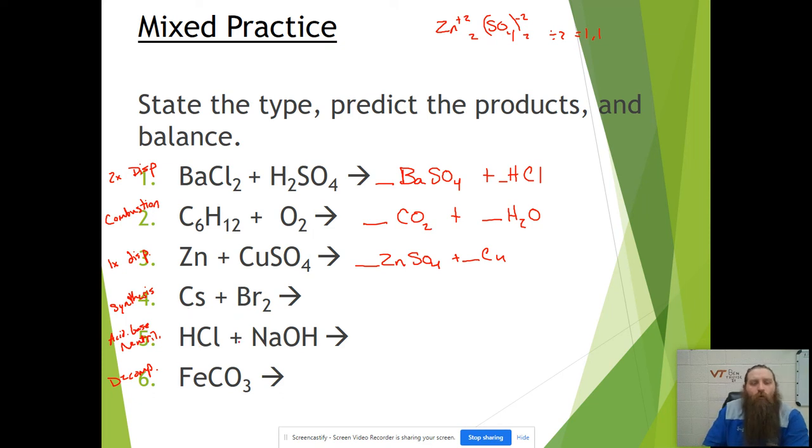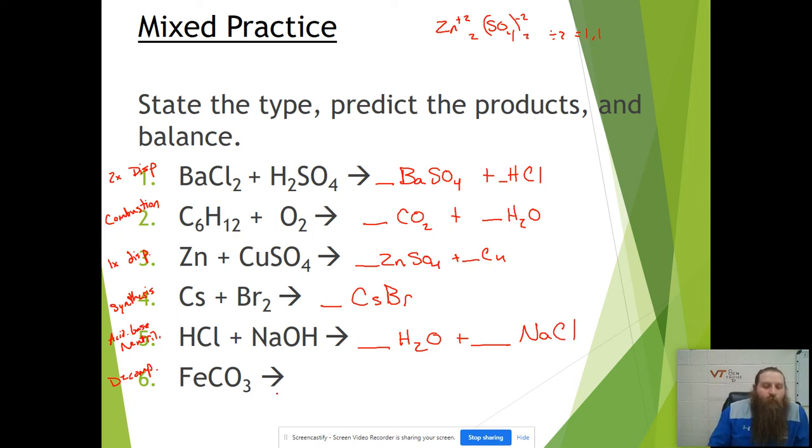Cesium and bromine. This is a synthesis reaction, so I just need to cross their charges. Cesium's in group 1, so it's +1. Bromine's a halogen, so it's -1. So I'm just going to get CsBr. HCl and NaOH, well, this is acid-base, so I know I'm going to make water. And then I'm going to have a salt. In this case, it's table salt, NaCl.